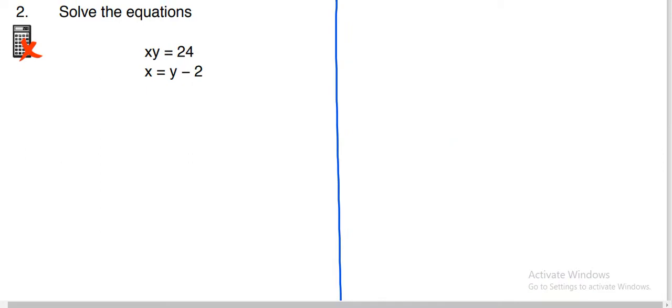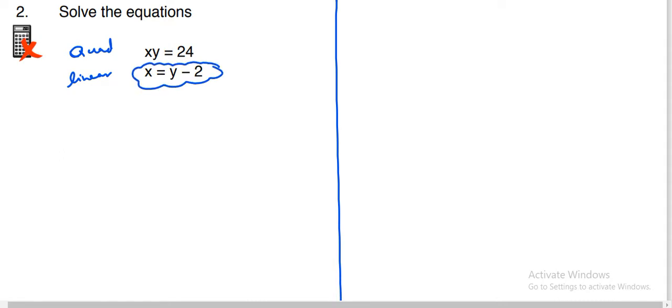Question 2. Solve the equations xy equals 24 and x equals y minus 2. As we can see here, this is a quadratic equation and this is a linear equation. We said before, for non-linear equations we will use the substitution method. The main idea of the substitution method is to get the subject from one equation, especially from the linear equation. Here they already give us the subject.